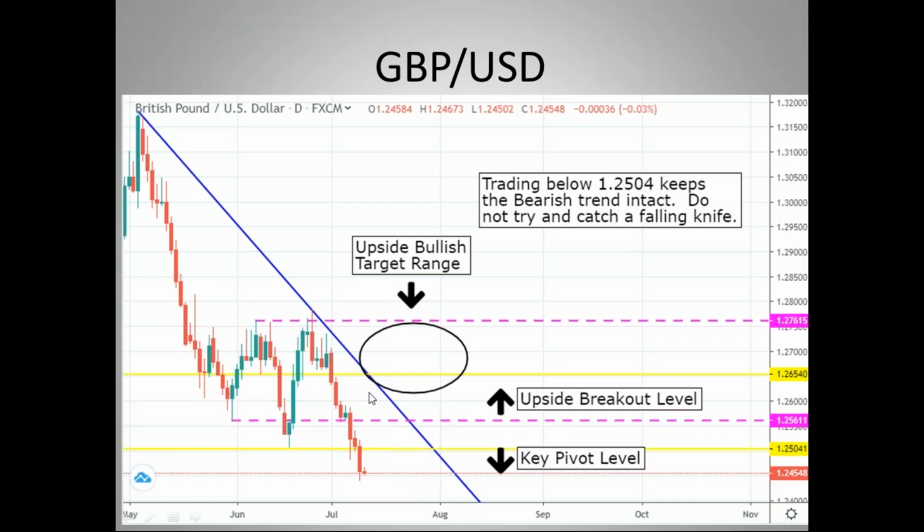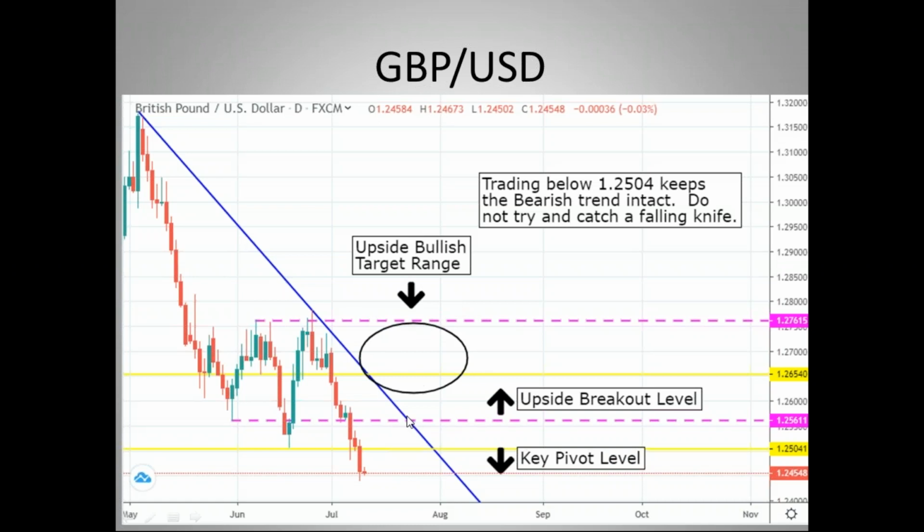A rally above here and a breach of this blue downward sloping resistance line would be a signal that the pound dollar is in a neutral to higher posture, for one. But it also means that the longer term bear trend is probably on hold, meaning that a sideways trade, a big wide range trade, may develop.